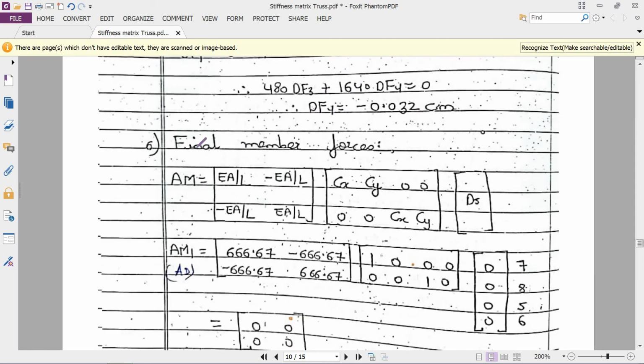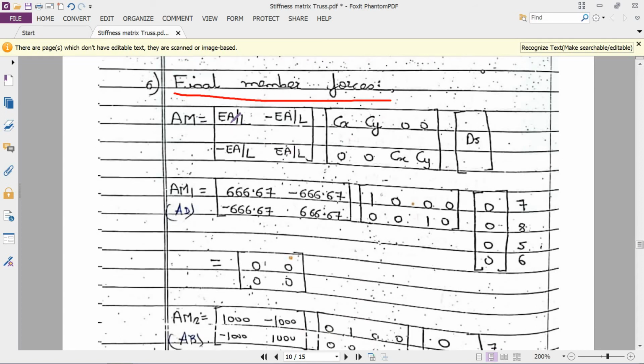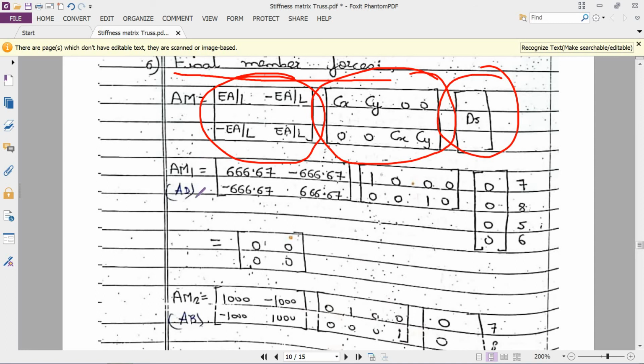Then after getting this, the next and final step is the final member forces. The formula is AM is equal to EA by L. This matrix will be the representation of the axial force. Then CX CY, this is the representation of the transformation matrix. ओके, थीटा CX CY, एंगल ट्रांसफर जो होता है cos थीटा sin थीटा का ट्रांसफॉर्मेशन ऑफ मैट्रिक्स के लिए रिप्रेजेंट करता है. एंड DS रिप्रेजेंटेशन, ये मैट्रिक्स जो होता है DS, जो आपने कैलकुलेट किया नोन, उसमें आपको पुट करके निकालना है. तो EA बाय L हम रिस्पेक्टिव उसके कोऑर्डिनेट के लेंगे.